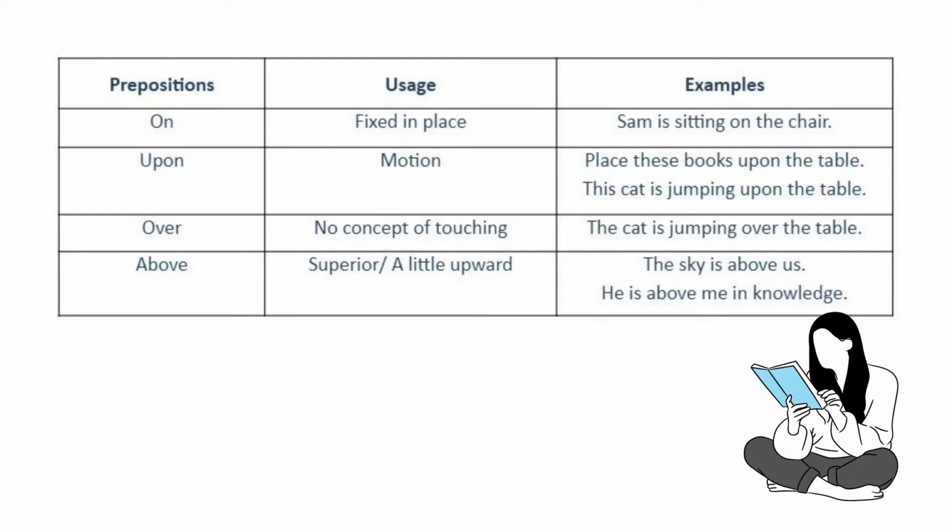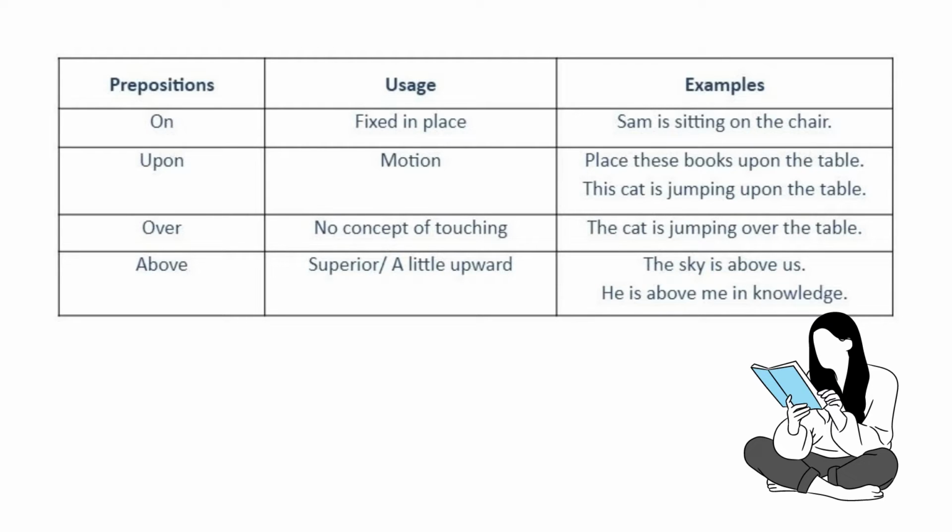The other preposition is over. In this, there is no concept of touching. Let us understand it better by seeing the example. The cat is jumping over the table. By writing over in this sentence, we mean that the cat jumped and never touched the table.